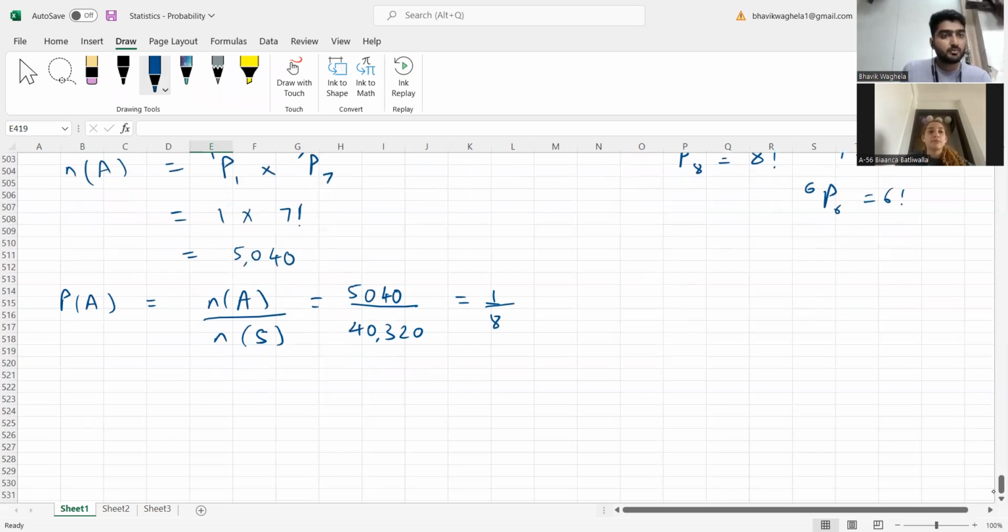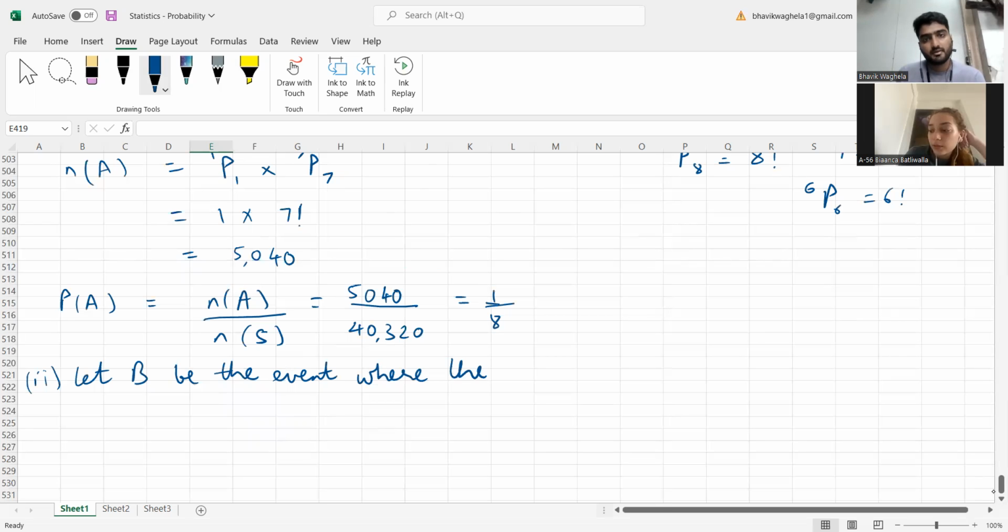Now, to proceed ahead with the second part, I want you to help me out in this. It says let B be the event. Let us first define the event. Let B be the event where the word begins with T and ends with U. Correct?